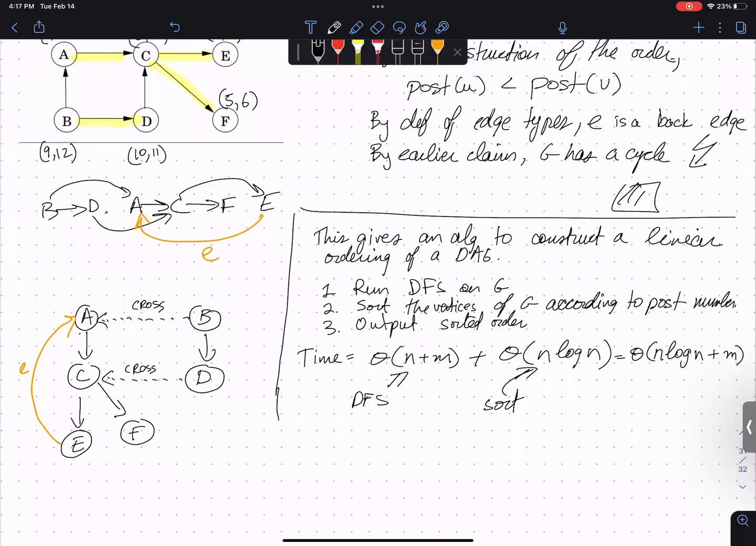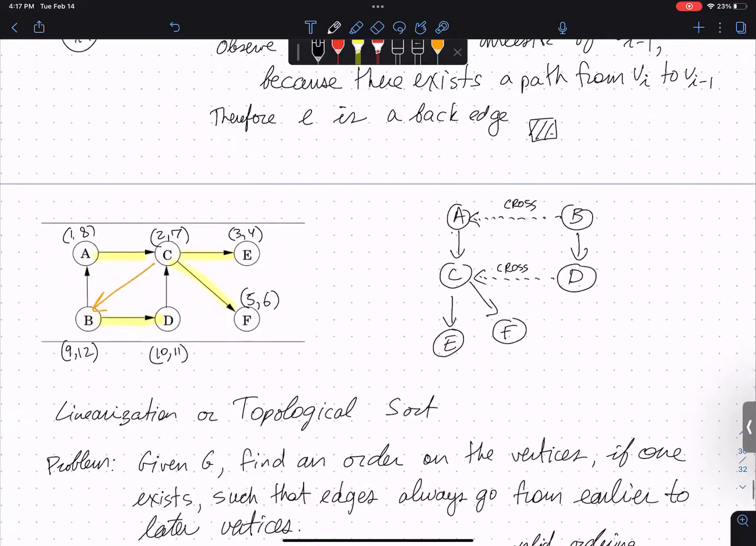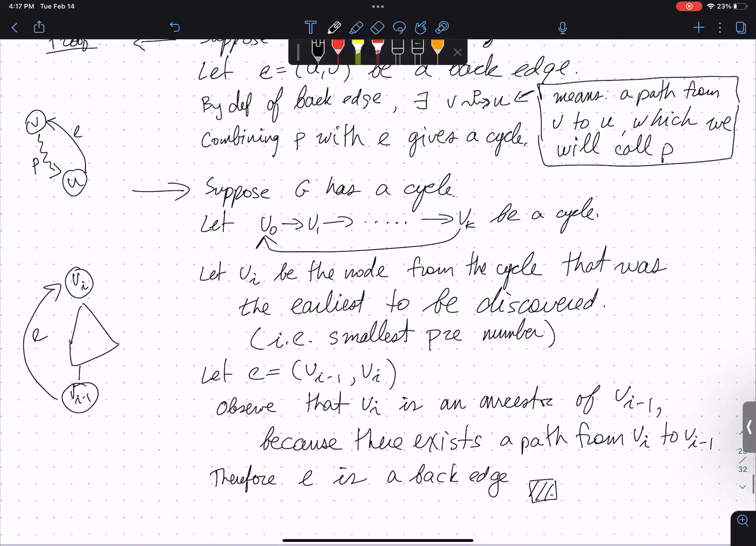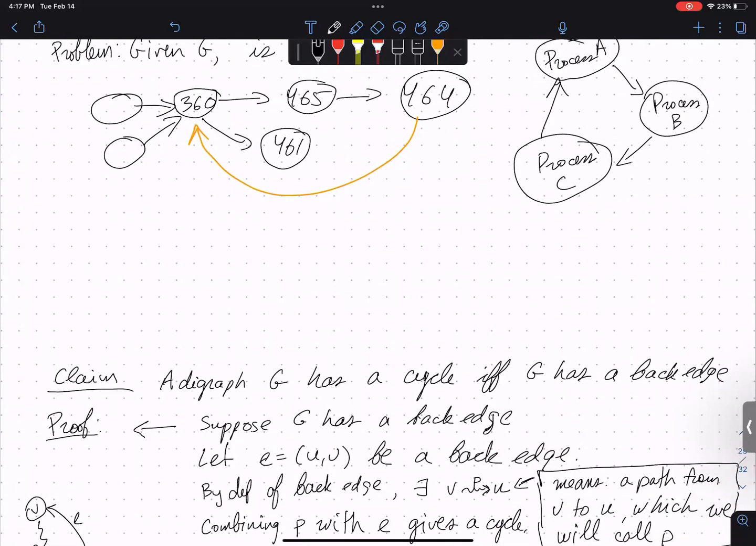The post numbers, again, are just written by the DFS. That's part of the output of the DFS, just to write the finish times. And so we learned this algorithm here to construct the linear ordering. We also learned another algorithm in the beginning, which we didn't explicitly give, an algorithm to find if G has a cycle. Right, so I'll write this explicitly.